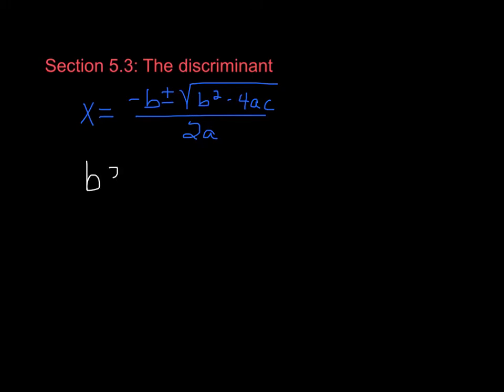This section in Algebra 2 is titled the discriminant. The discriminant is simply the radicand in the quadratic formula. If you remember, the quadratic formula is x is equal to the opposite of b plus or minus the square root of b squared minus 4ac divided by 2 times a. We're simply going to work with the radicand, the b squared minus 4ac. That is known as the discriminant.